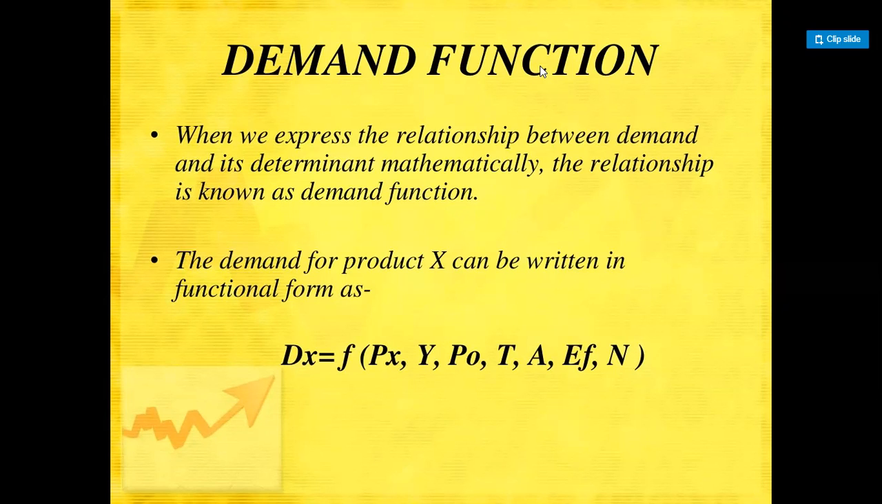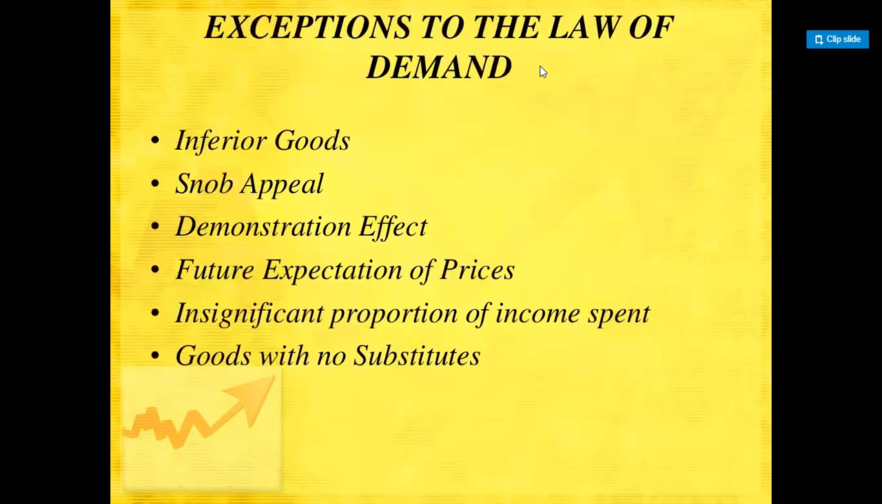A for the distribution of income, and then EF shows the expectations of changes in the future, and then N shows the number or quantity of the commodity. So these are some of the main determinants in the demand function of a commodity.